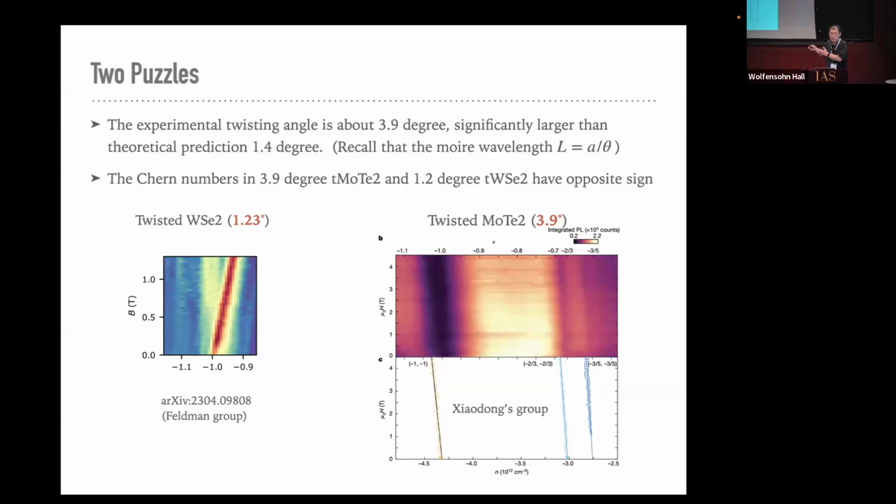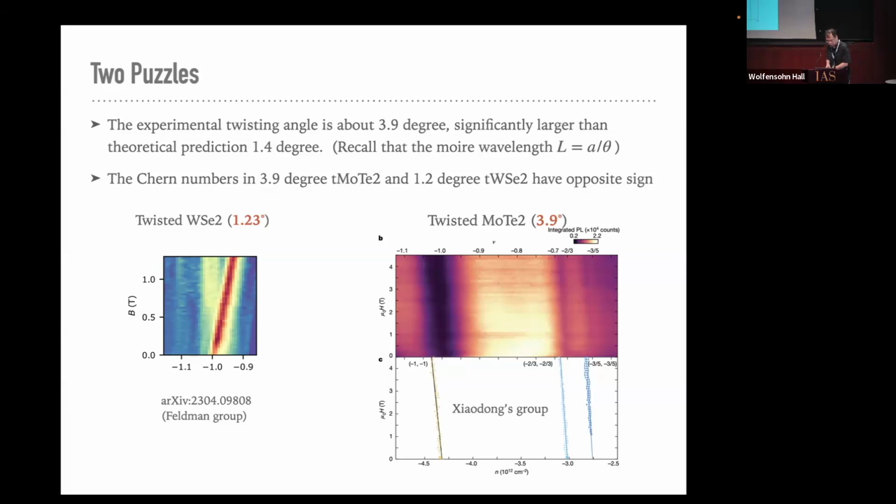So why do they have different sign? But what we notice is that, I don't know how those guys did it, they actually did it at a twist angle of 1.23 degree. It's very hard to make a sample, I know. So then Xiao sample is at 3.9 degree. Which makes us think maybe this difference is not due to the different material, but it's really due to different twist angle. So with all these motivations, we started looking at this more carefully.